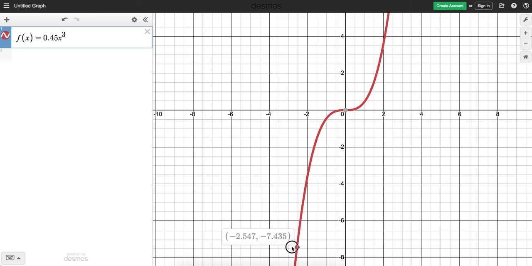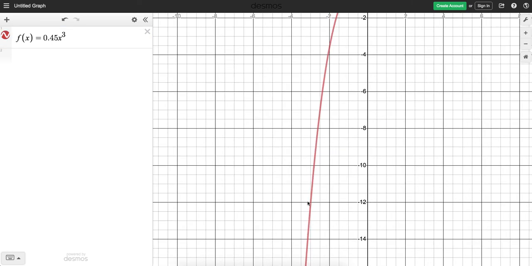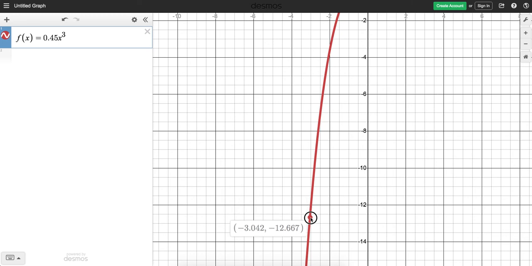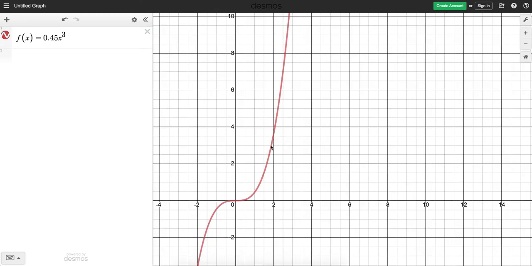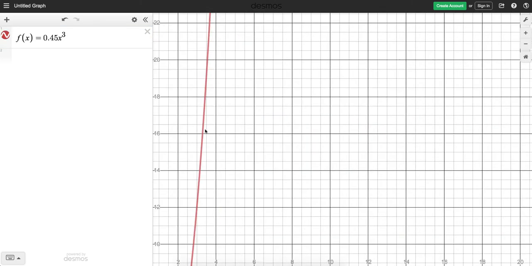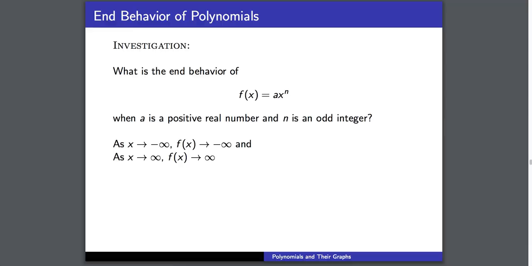So we got negative 7.43. We can even go negative 12.667. And then as x gets more and more positive, further to the right on the x-axis, our y values go up forever and ever. So as x goes to negative infinity, our y values go to negative infinity. And as x goes to positive infinity, our y values go to positive infinity.